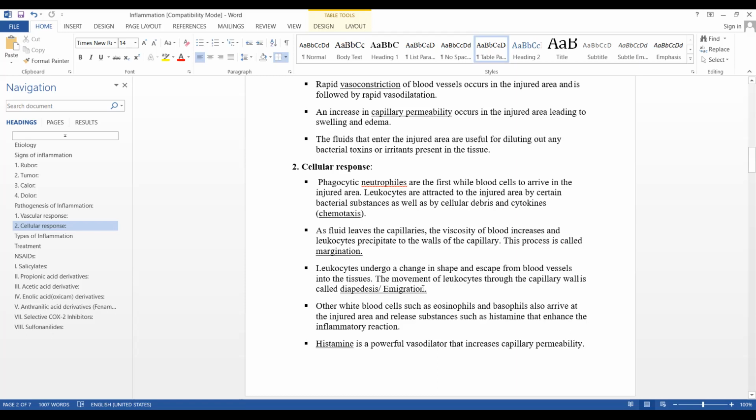Means from where to where will it come? Actually, they are in the blood capillaries, but they leave that site and come into the tissues. This migration is called emigration, from one place to another. That migration is called emigration or diapedesis.